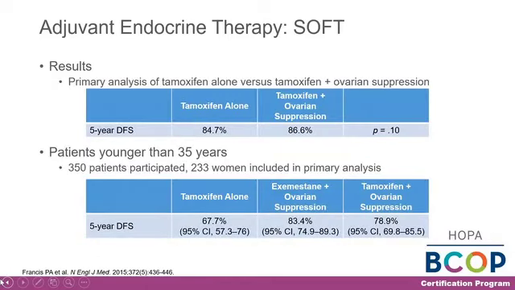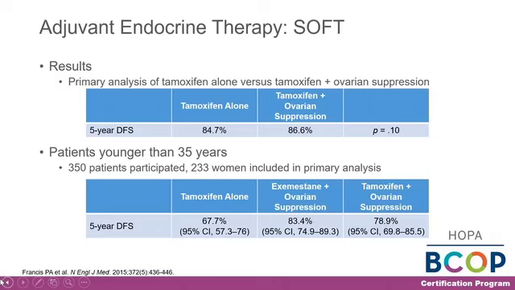The results of the SOFT study included a primary analysis of those patients who were just on tamoxifen alone versus tamoxifen plus ovarian suppression. And you can see the 5-year disease-free survival here was 84.7% in the tamoxifen alone group versus 86.6% in the tamoxifen plus ovarian suppression group. And this difference was not found to be significant.